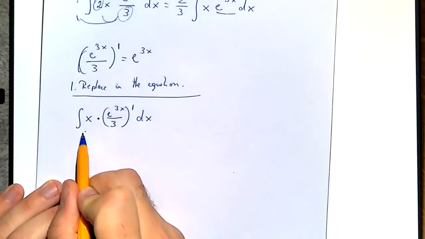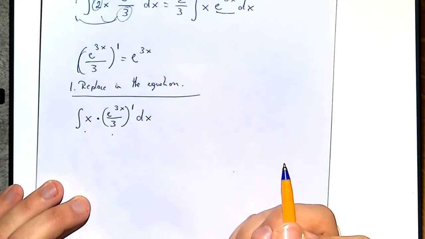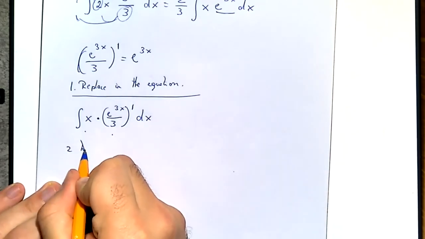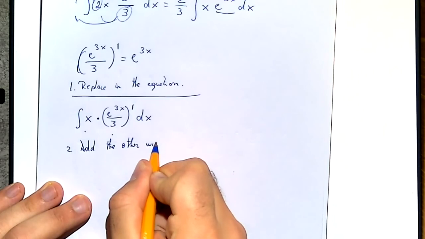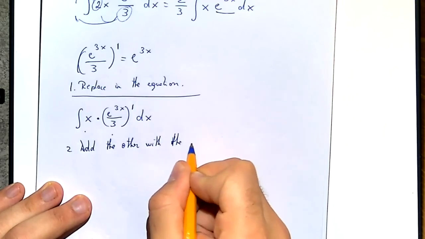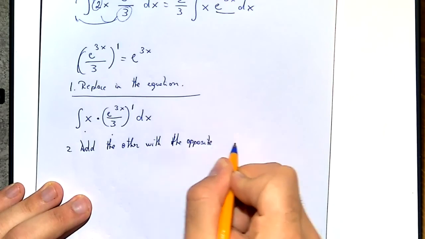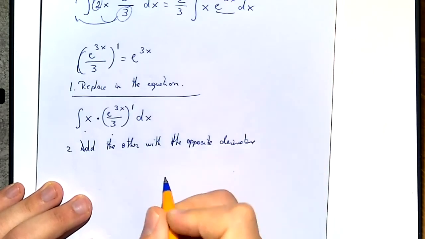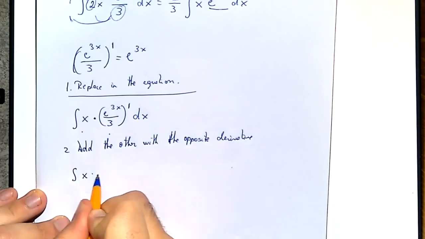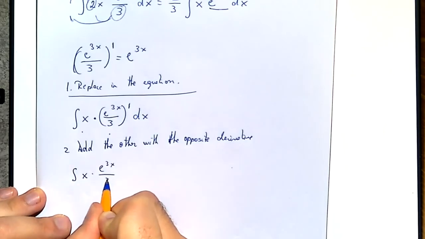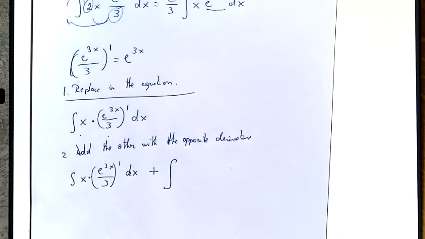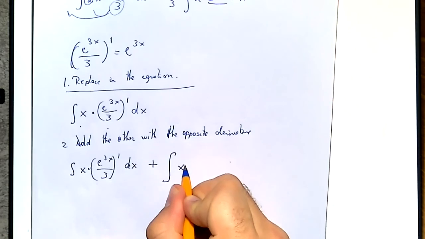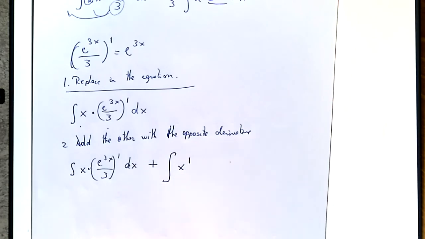Now, first term, no derivative. Second term, derivative. What do I have to add? Add the other term with the opposite derivative. So I just copy dx and I add the integral where the opposite term is being taken derivative of. So where x is being taken derivative. Okay?